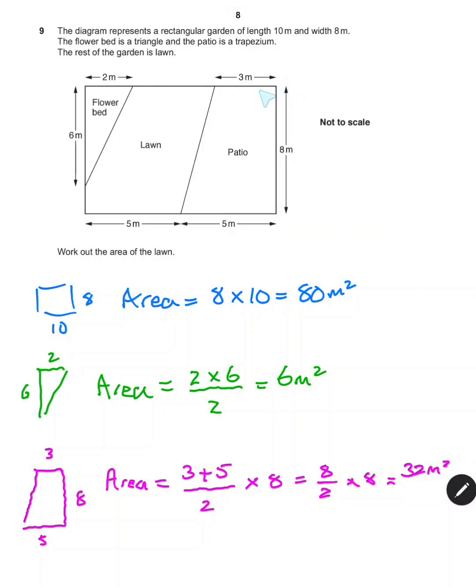What we've actually worked out is the whole garden, the flower bed, and the trapezium. And if we take the whole garden and subtract the flower bed and the patio, then we're left with the lawn. So what we can say is the lawn is going to be everything, take away the flower bed, take away the patio, and 80 take away 6 is 74, take away 32 is 42, and it would be meters squared.